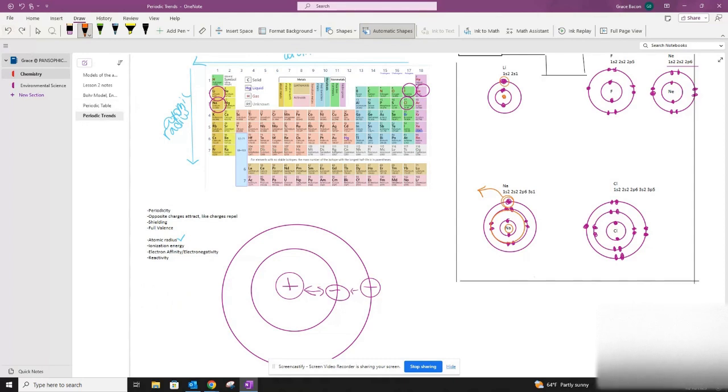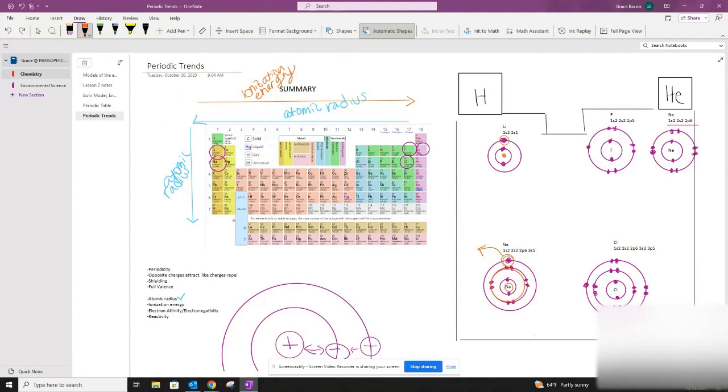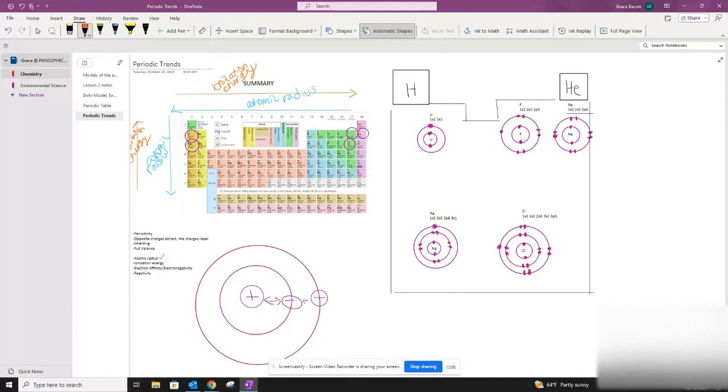So because of that, it's going to take less energy. So my ionization energy is going to be this direction, because it's going to take less energy to take off these electrons than it's going to take off these electrons. So my ionization energy is going to go this direction. All right, so that was ionization energy.